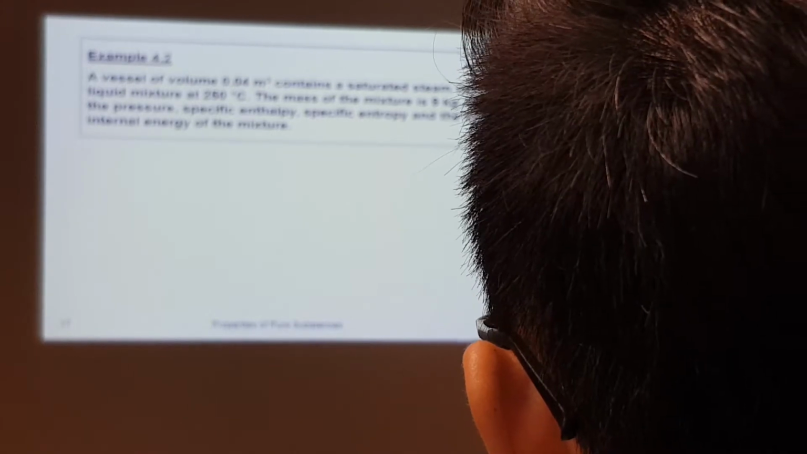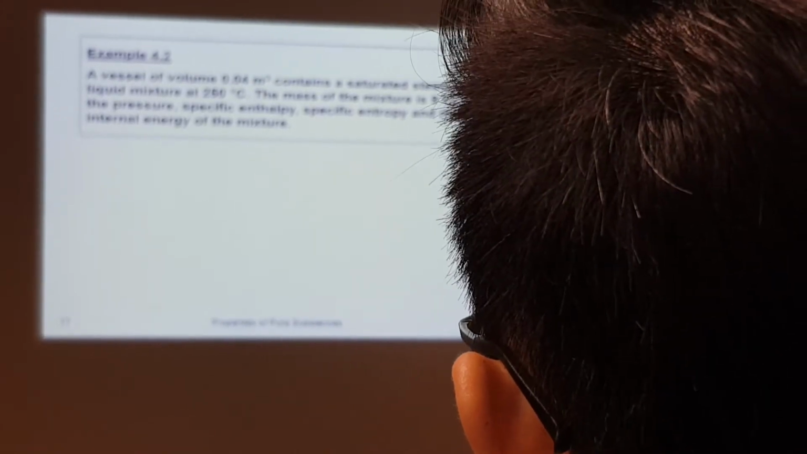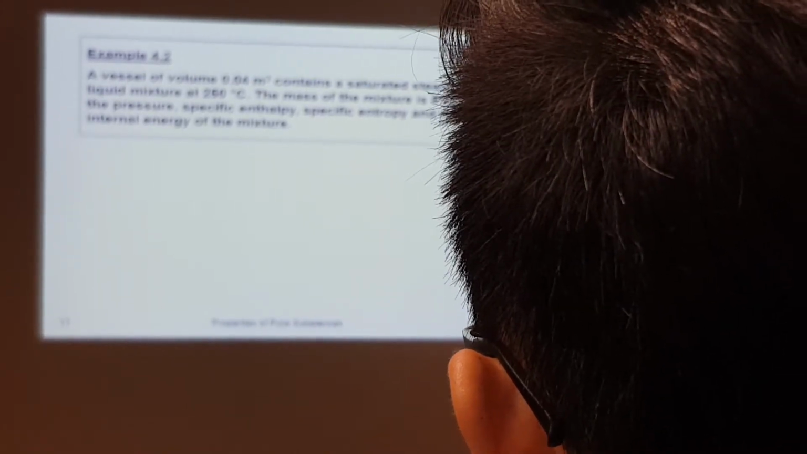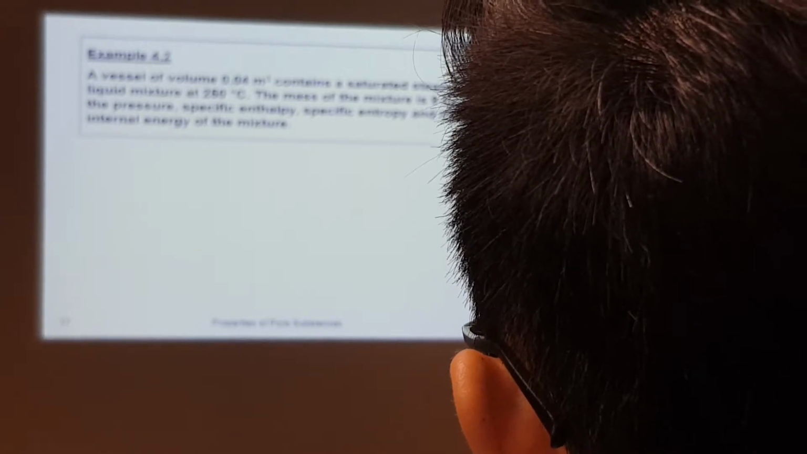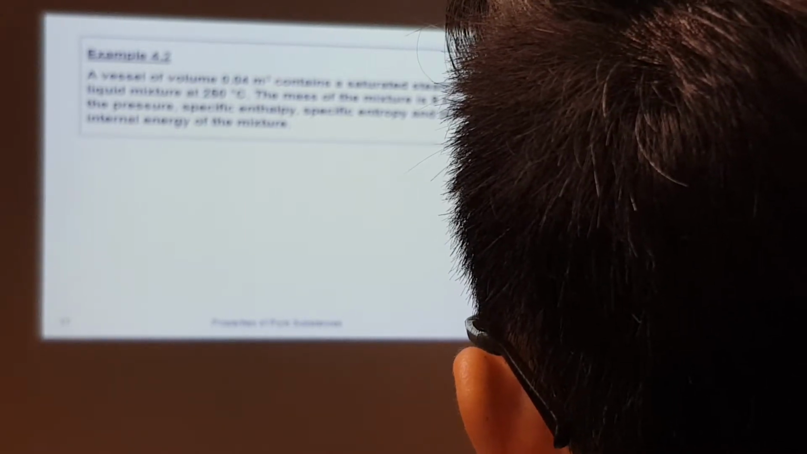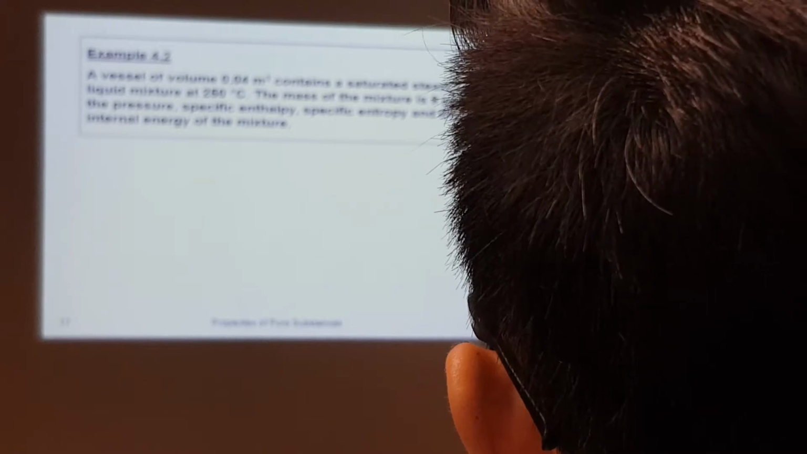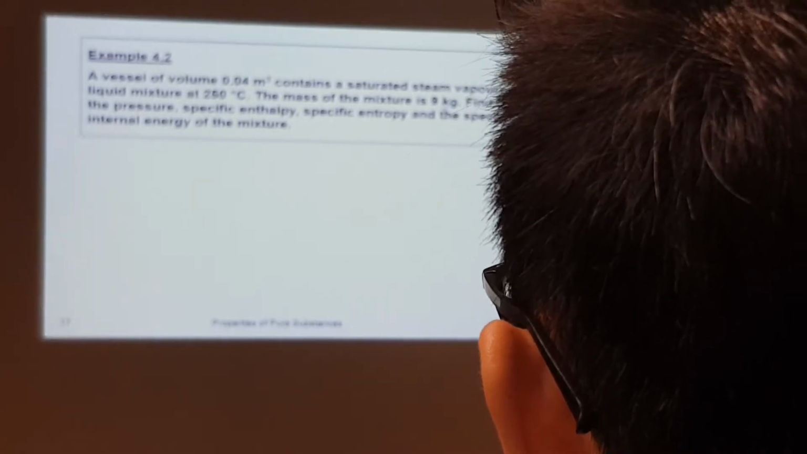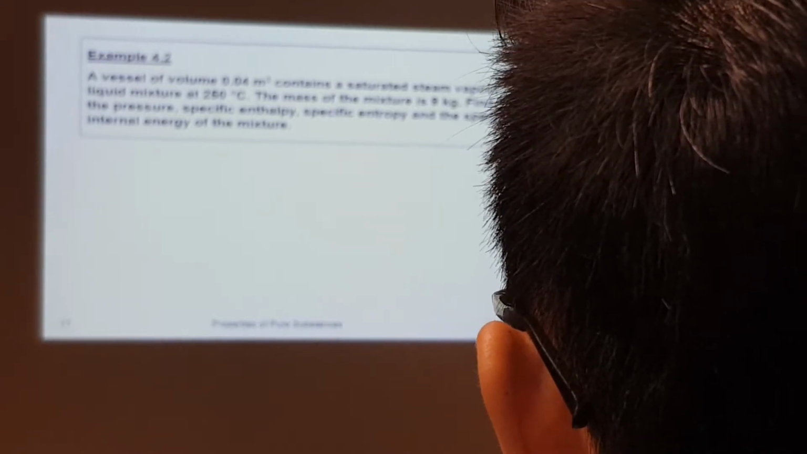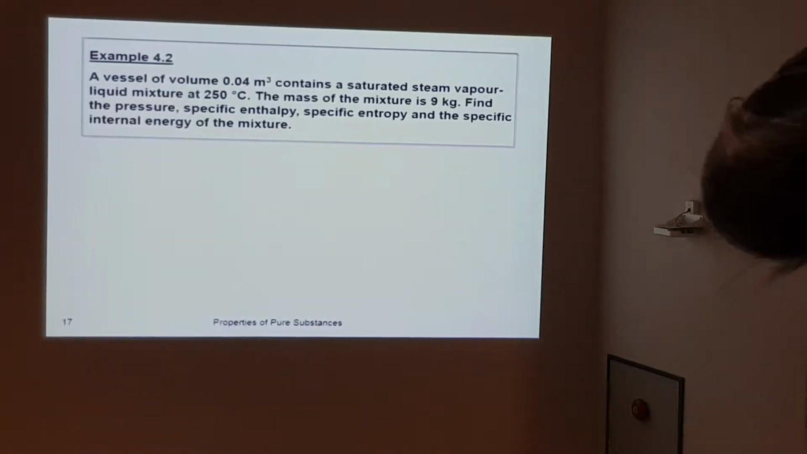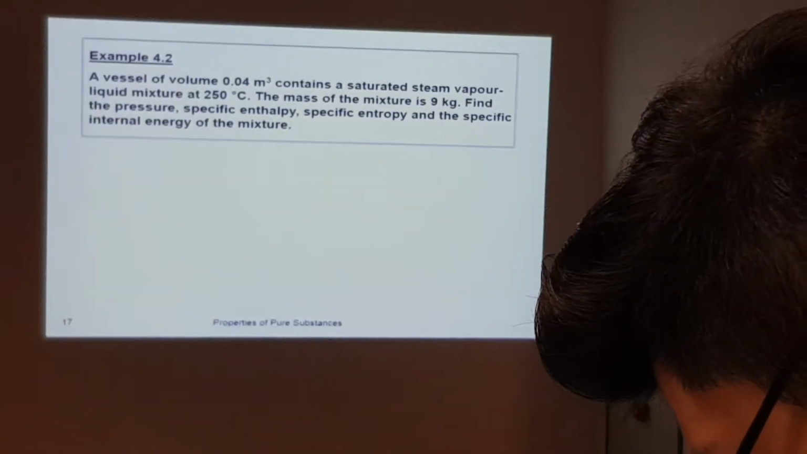How to find? What is the specific volume? Tell me. This 0.04 divided by 9 kilogram will give you the specific volume. Is it correct? Yes. A total volume over the mass will give you the specific volume, right? Try to do that.